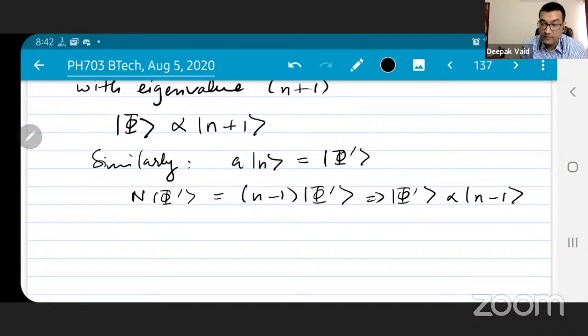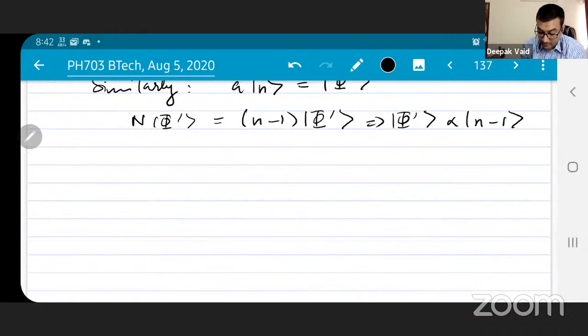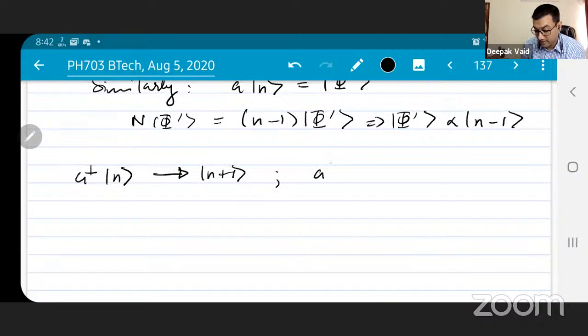This is the reason that we call A and A dagger raising and lowering operators, right? So if I start with |n⟩ and then I act on it with A dagger, I get |n+1⟩. And if I take |n⟩ and act on it with A, I get |n-1⟩. And there are some proportionality constants. We'll work them out in just one second.